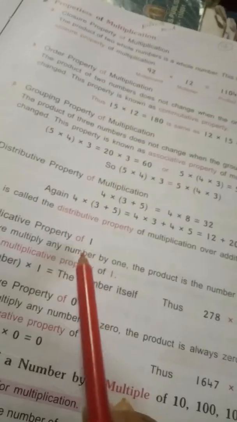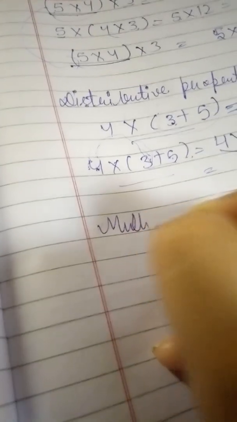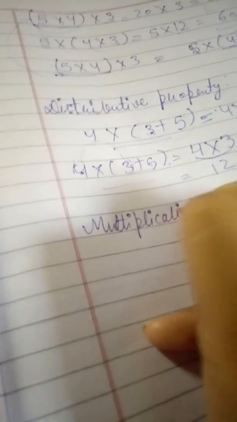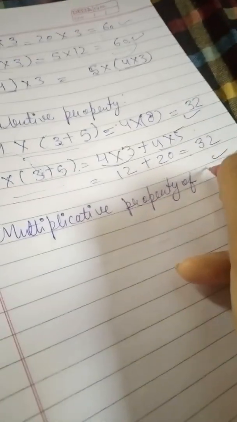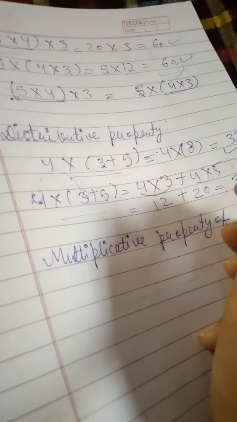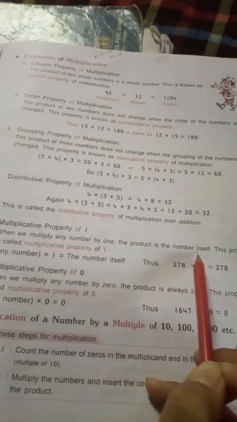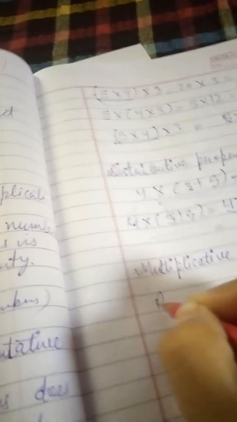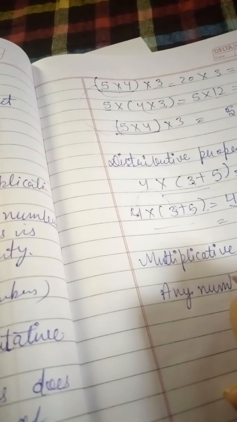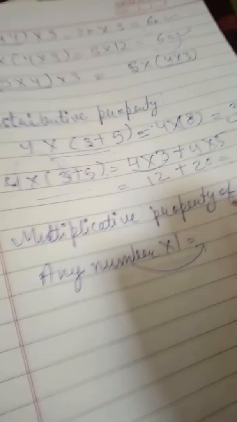Okay, now let's move to the multiplicative property of 1. Next one is the multiplicative property of 1. Now what is this multiplicative property of 1? When we multiply any number by 1, the product is the number itself. This property is called the multiplicative property of 1. For example, I have any number and I will multiply it by 1, then I will get this number itself.